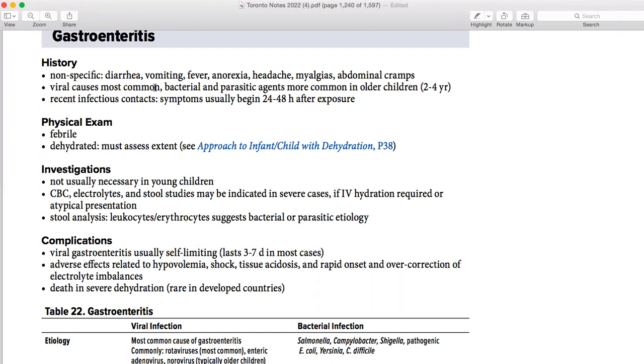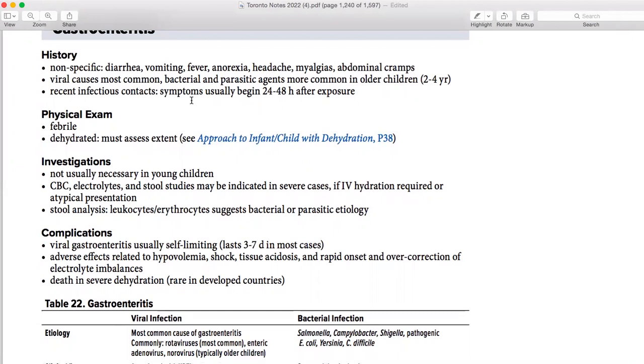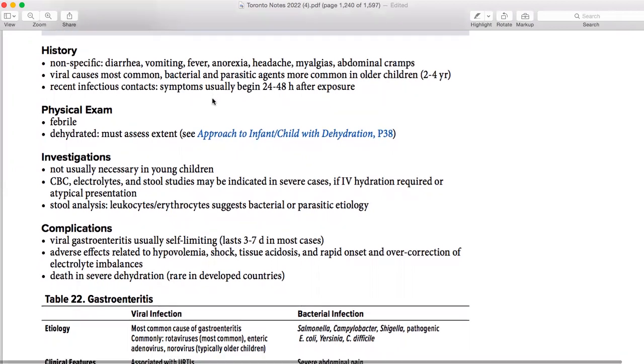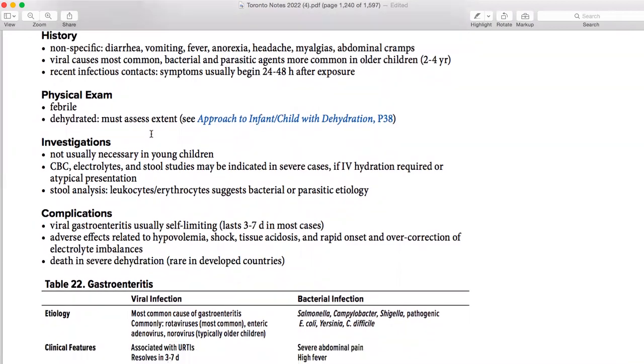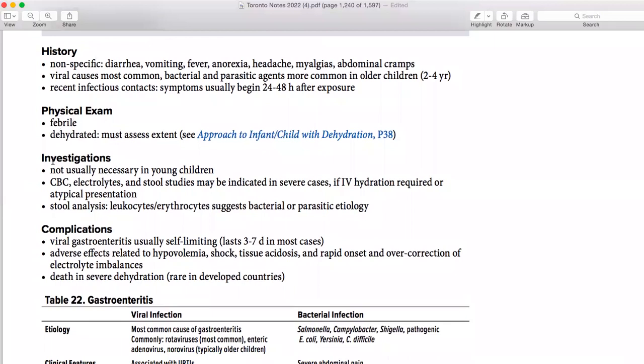Like gastroenteritis, basically diarrhea, vomiting, fever, anorexia, headache, myalgias, and cramps. And viral, most of the causes are basically bacterial and parasitic. So 2 to 4 years, symptoms usually begin 24 to 48 hours after exposure. Physical sign is basically febrile and dehydrated. So you have to see, because this is gastroenteritis, you have to rule out any fever.